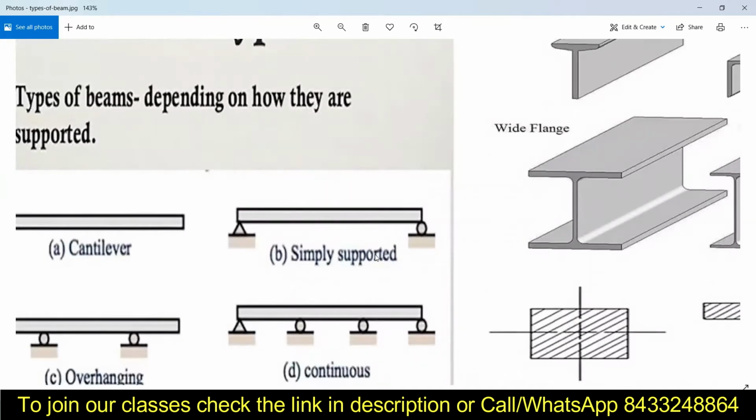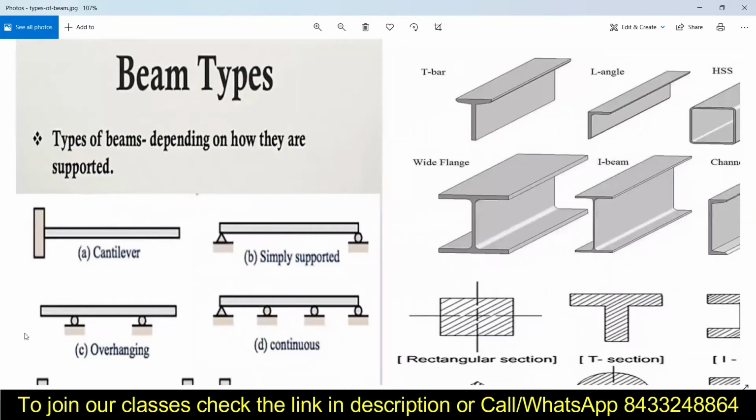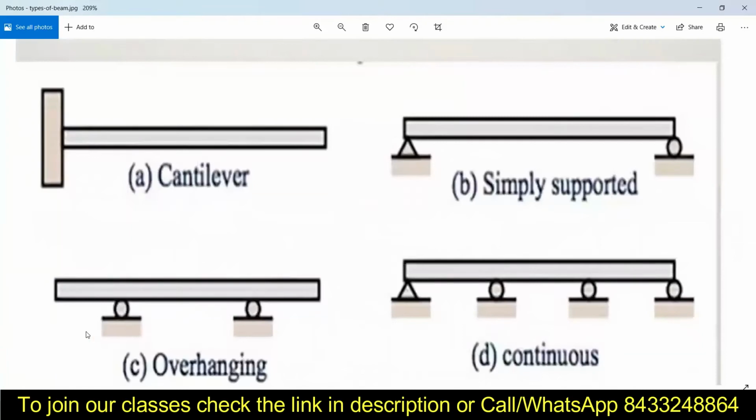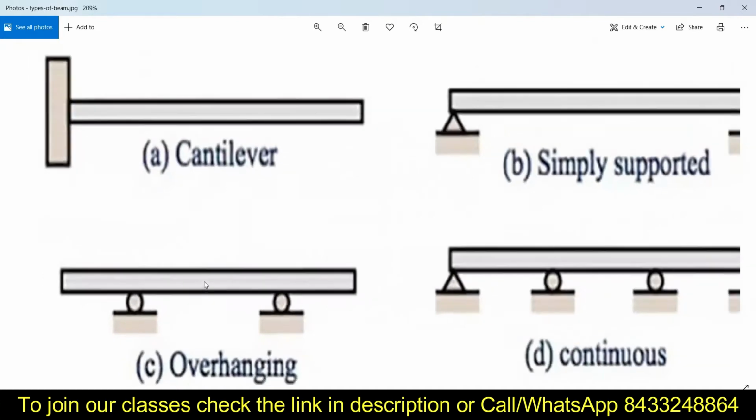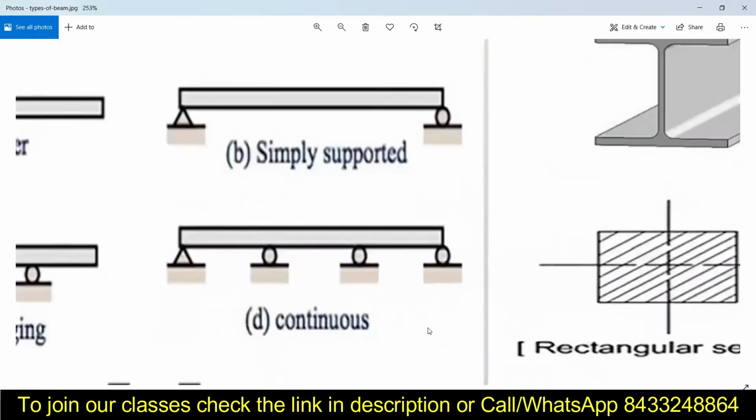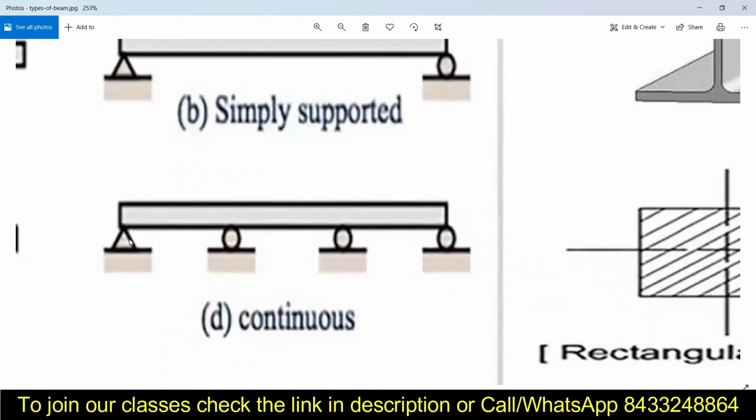Here in this case, it can be supported like fixed support on both the sides. That is not an issue. Okay. Then there are the overhanging beams. That means the supports are in the middle, but the beam is extended on both the ends. So it is an overhanging beam. Then there is a continuous beam. That means it is being supported at the ends as well as in the middle.